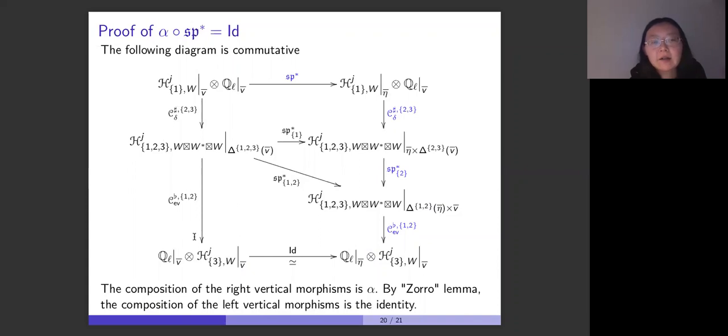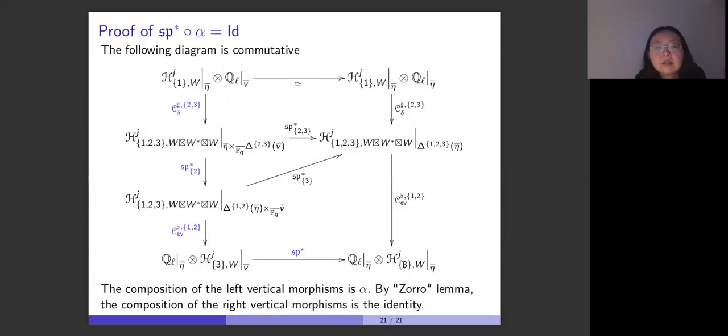is identity. So now we know that specialization composed with alpha is identity. And to say that alpha composed with the specialization is also identity, we do the same things, but here on the right hand side we use legs. All the three legs are on eta bar now.